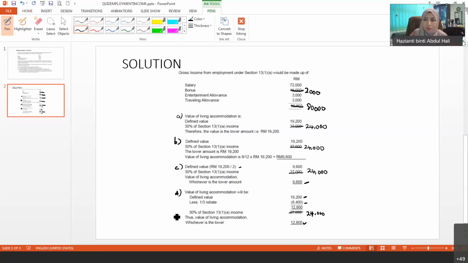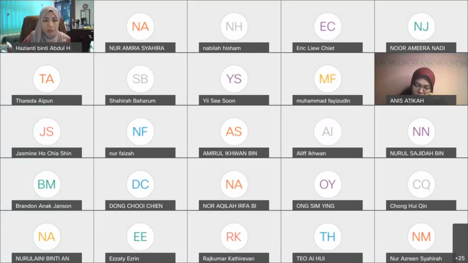Alright, so if you have no question, kita sambung sikit lagi for section D and E and then later kita buat soalan so that we can complete our employment income today lah. So untuk this week, I think dah cukup lah kot for employment income, 2 minggu.